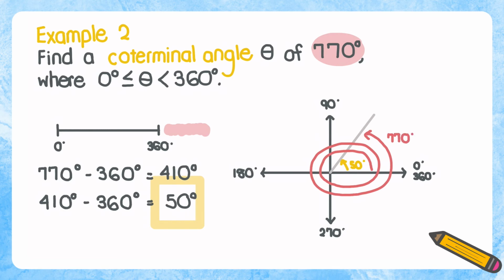So although 50 degrees and 770 degrees are different angles, they still end up on the same terminal side right here. And actually, in this case, we can say that 50 degrees and also that 410 degrees in between and 770 degrees are all coterminal angles. So as long as the angle ends up on the same terminal side, so as long as they end up in the same spot, the angles are coterminal.